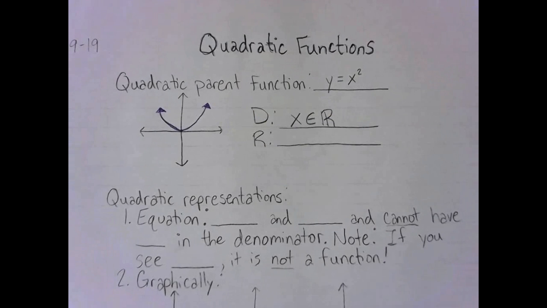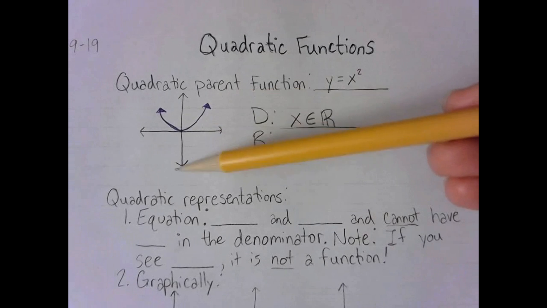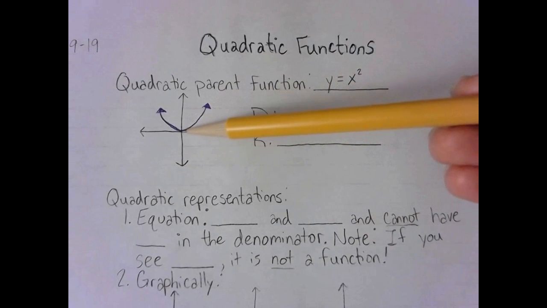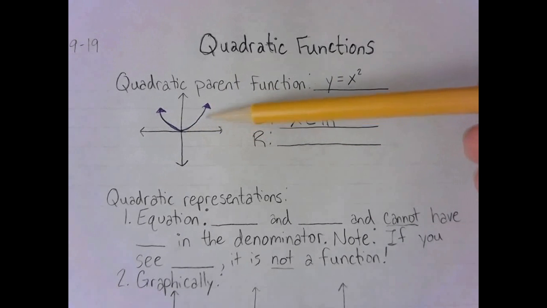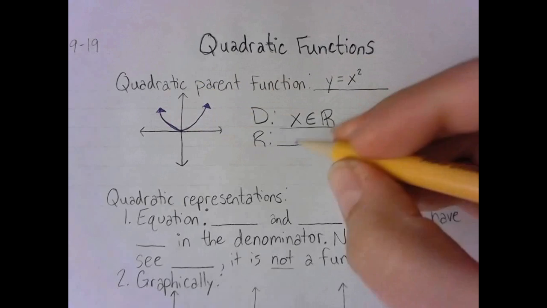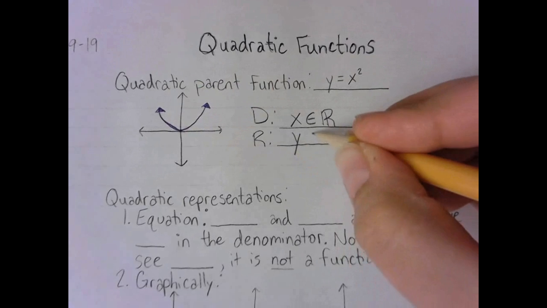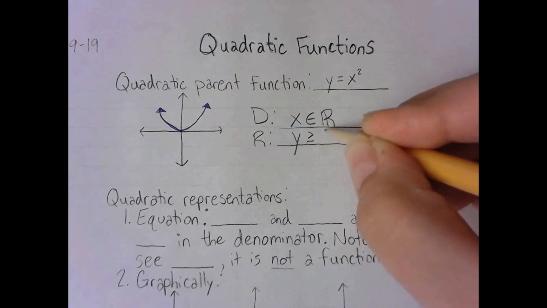Okay, range is a little different. So range, that's going up and down. Our smallest point stops at the origin. So that means 0 is the smallest value y can be, but it goes up forever and ever. So that means y must be greater than or equal to 0.